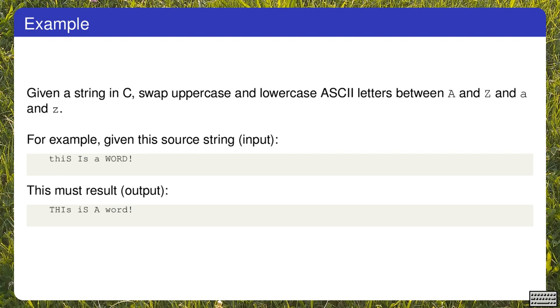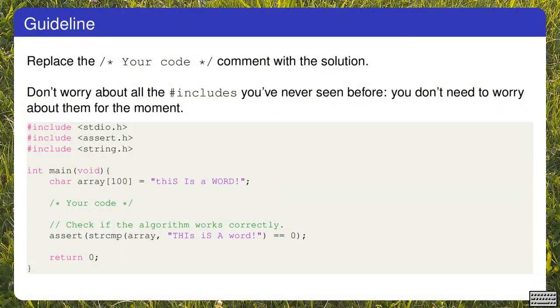On this new video of Solve Computer Science, we see a programming exercise about strings using the C programming language. So, given a string, you must swap the letter cases for characters between A and Z. For example, if you have a string such as this one, the program must return its case inverted version. Use this guideline by adding the missing code to it and overwriting the array variable with the result.